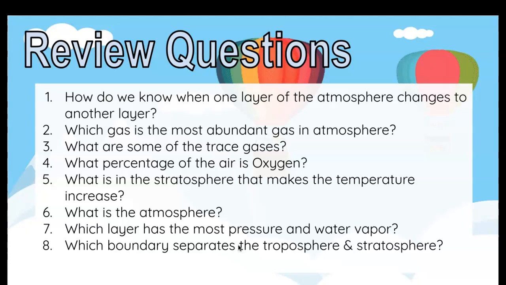So this is the second most abundant gas in the atmosphere. Number 5, what is in the stratosphere that makes the temperature increase? Well, think about the stratosphere. Think about what you know is in the stratosphere. You should know that the ozone layer is in the stratosphere.